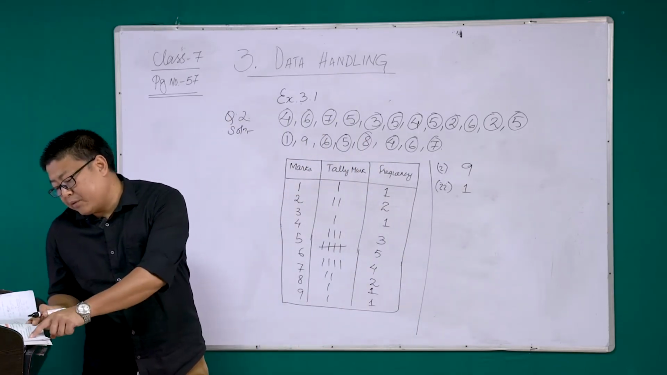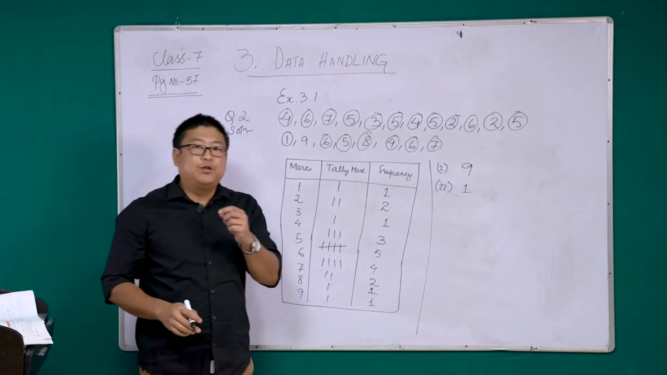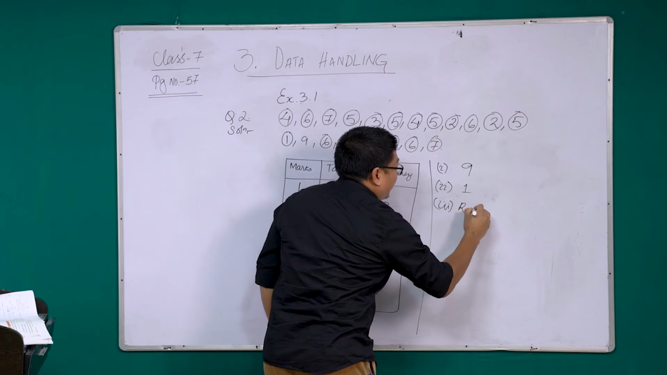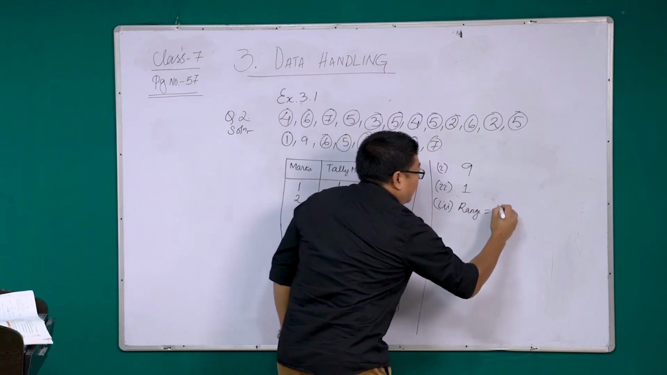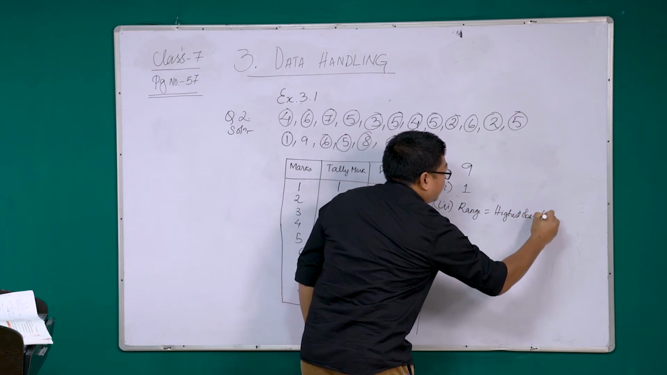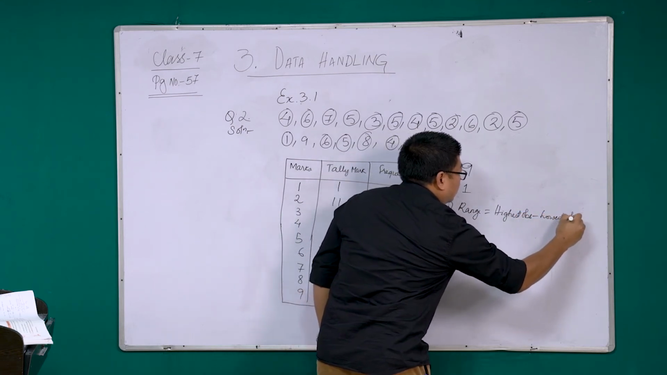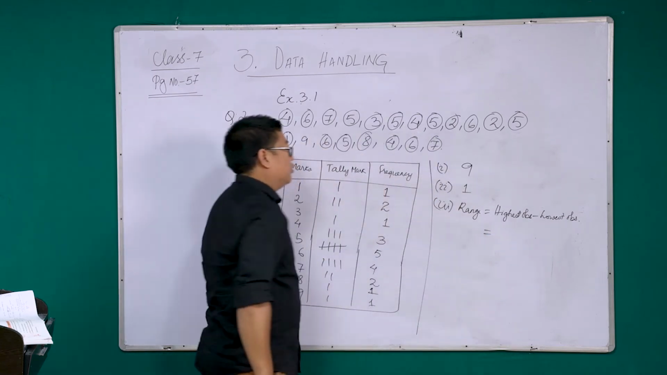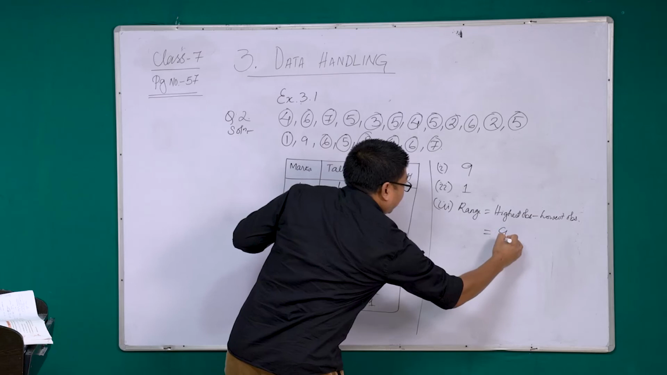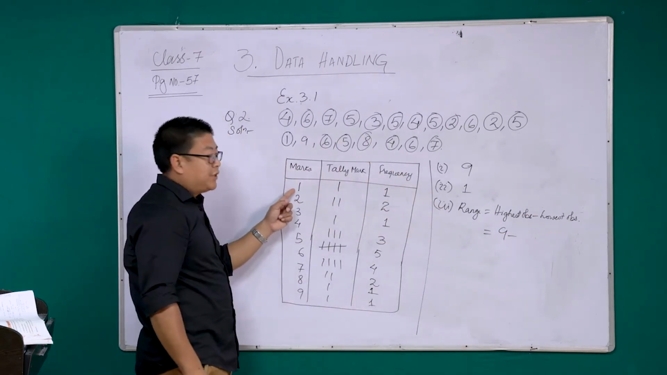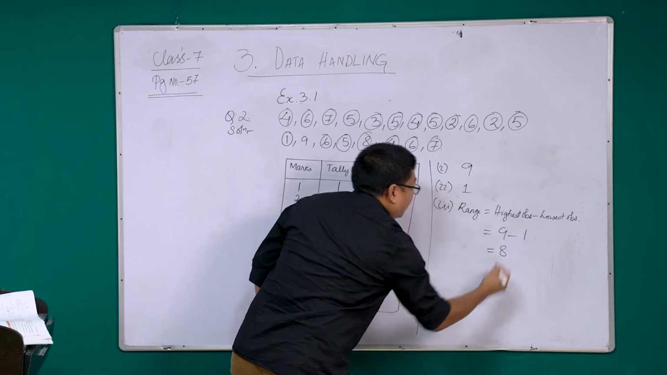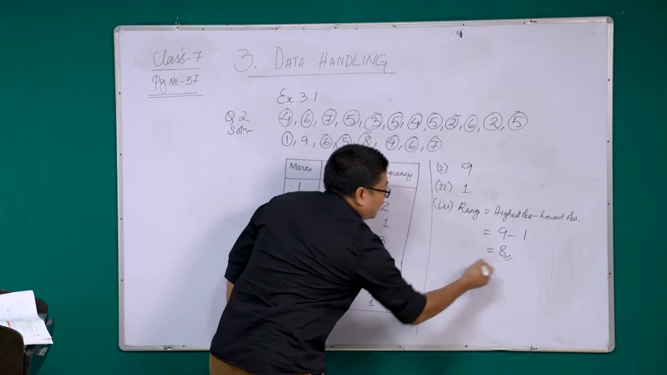Now finally, question number 3, what is the range of the data? So we have to find range again. So range formula is nothing but highest observation minus lowest observation. So here the highest observation is 9. So we'll write 9 minus the lowest observation, which is 1. So 9 minus 1 is 8. So your range is 8.